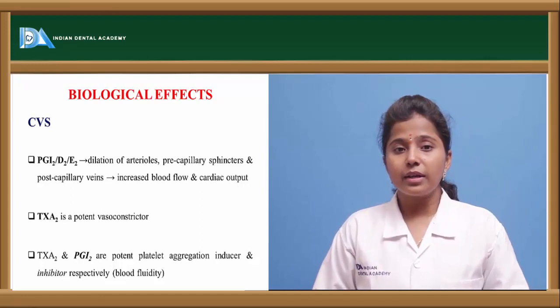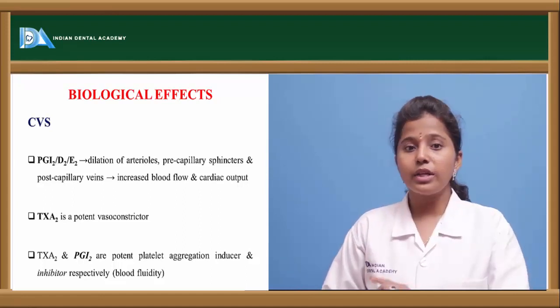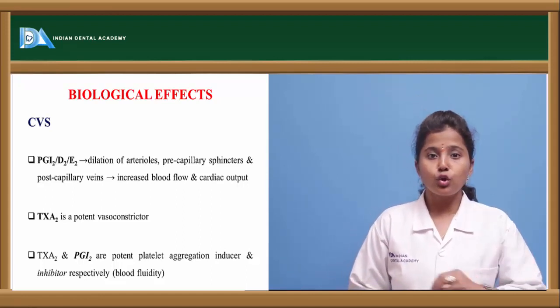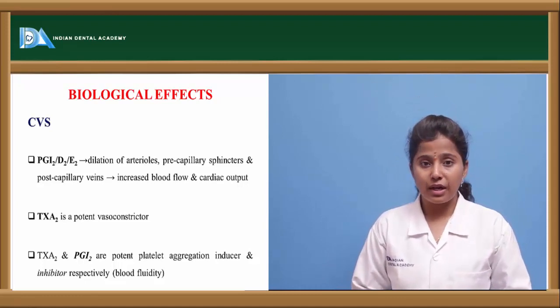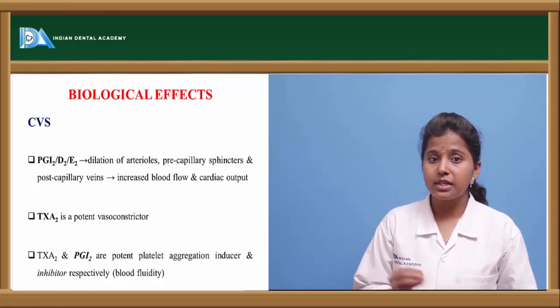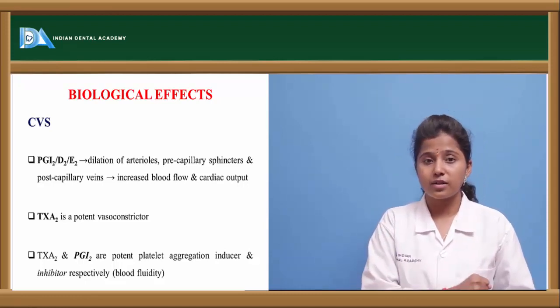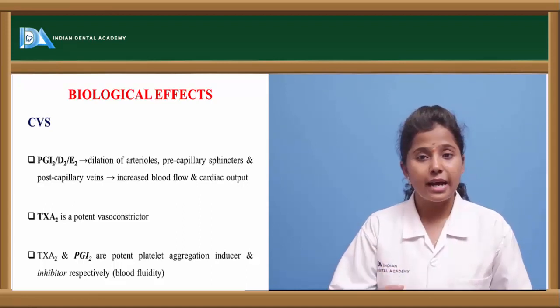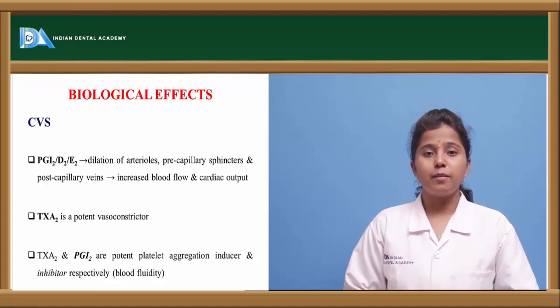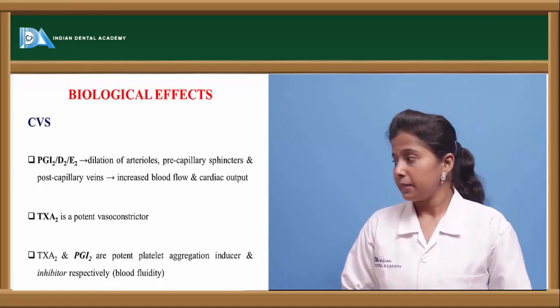But when coming to the thromboxanes, we saw it is a vasoconstrictor. So thromboxanes should not be given in hypertension or cardiovascular diseases because they cause constriction of vascular smooth muscle. There occurs narrowing of the blood vessel and thereby the blood flow will be rapid.